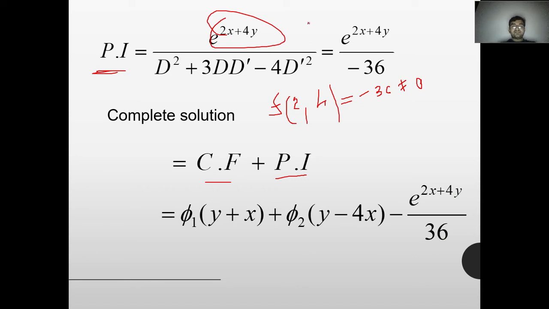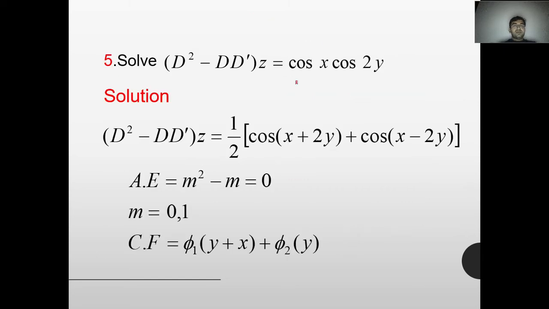Now here we have given d square minus d d dash into z is equal to cos x into cos 2y. So solution: d square minus d d dash into z is equal to 1 by 2. Here we have given cos x into cos 2y. So multiply by 2, divided by 2.